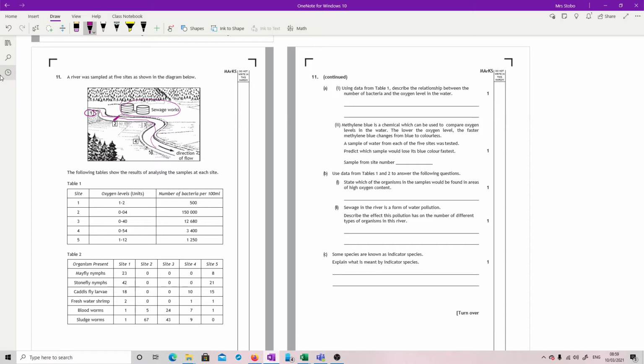At site 1, remember this is the bit above where there's the pollution, we've got 1.2 level of oxygen. Then it drastically drops down, 0.04, and then it starts to increase again and it's almost back up to normal by 5. Number of bacteria, we have 500 at 1, so that's at a very low level. Sorry, I'm just going to restart.